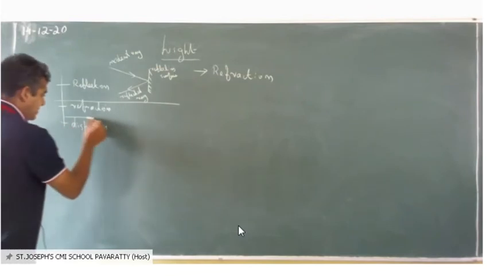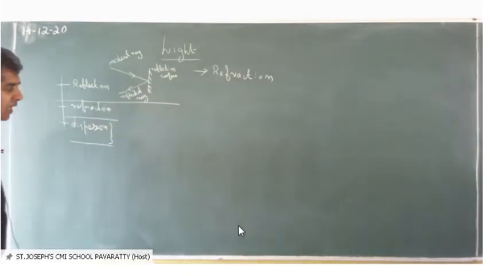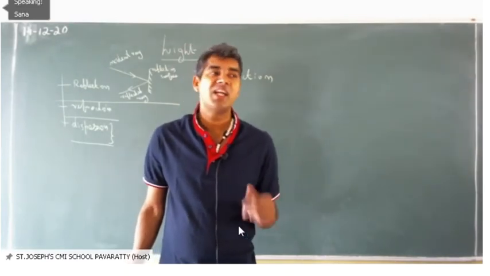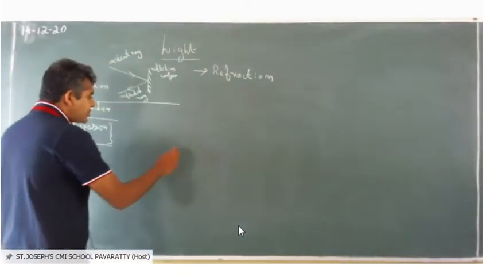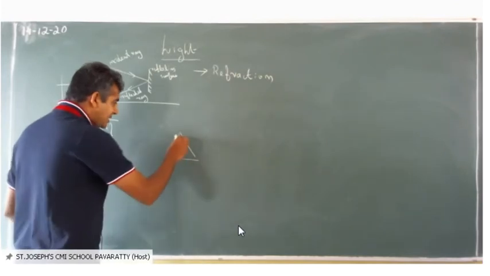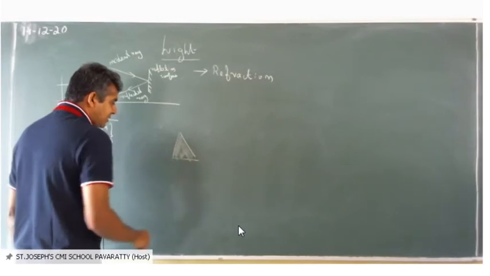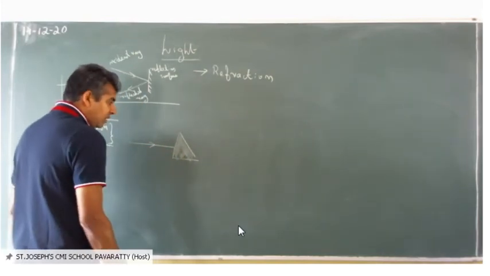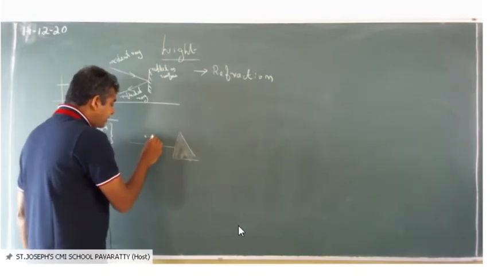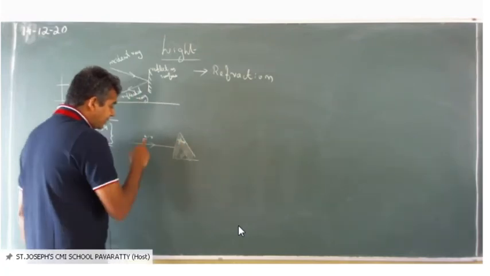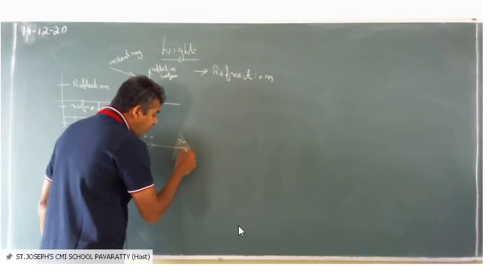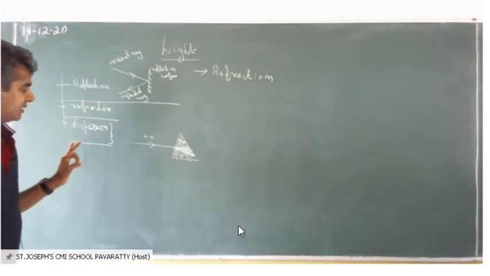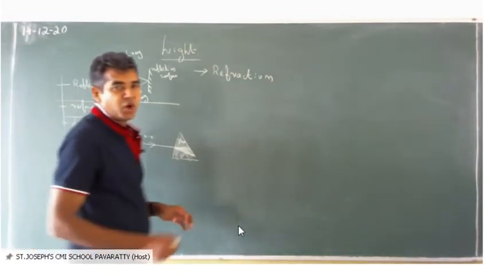Now I come to dispersion. What do you mean by dispersion? How many colors are there in white light? Seven colors are there. If you take a prism, a prism means a 3D glass structure of triangular shape, and you allow white light or any light on it, it moves to another medium. It was in air, now the medium is glass. It may split into its component colors. Have you got it? Yes, sir. This is known as dispersion.